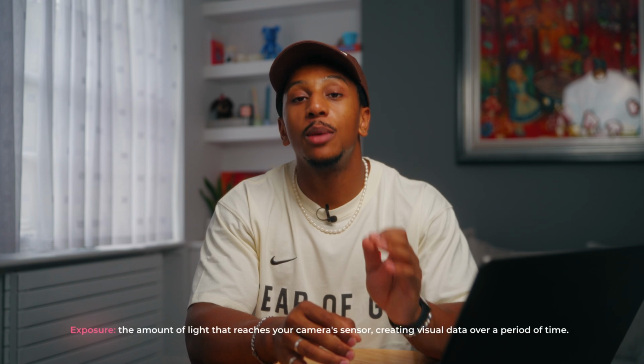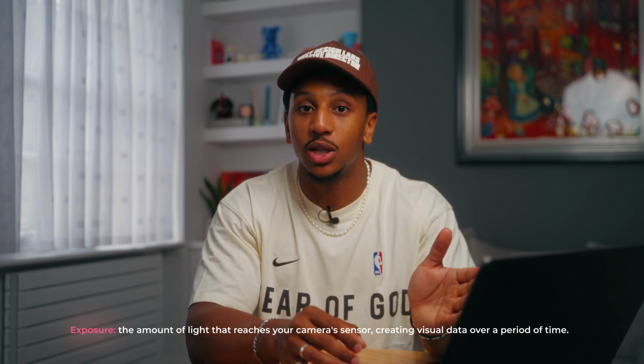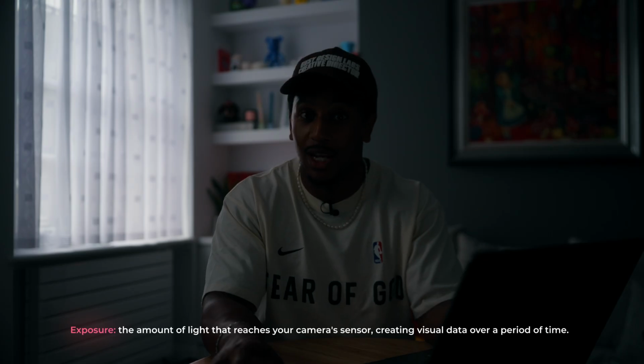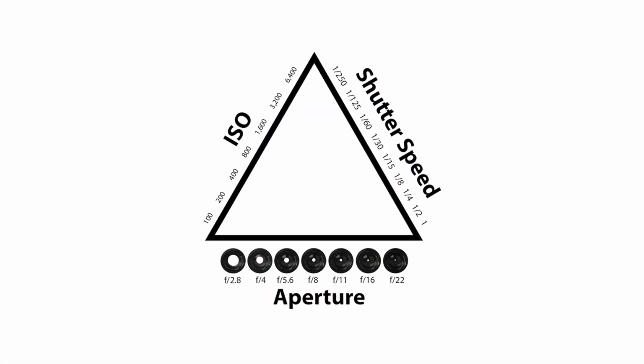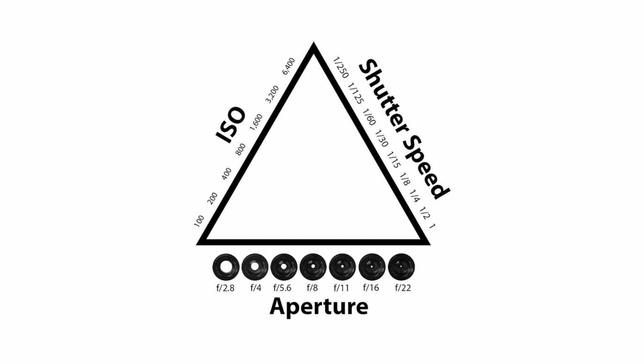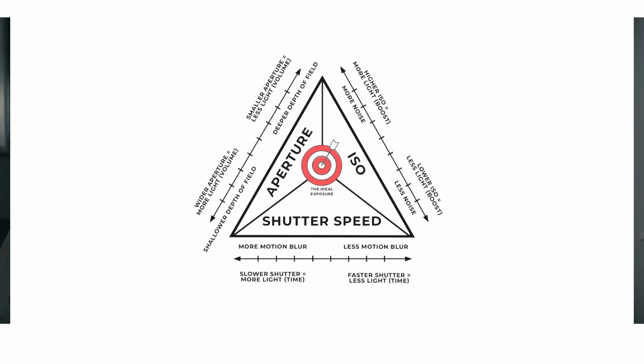So exposure is the term used to describe how bright or dark an image is. To control this, you can add or take away light, or you'll modify the settings within the exposure triangle. The exposure triangle consists of three elements: ISO, shutter speed, and aperture. And each of these elements almost have a dual purpose within.